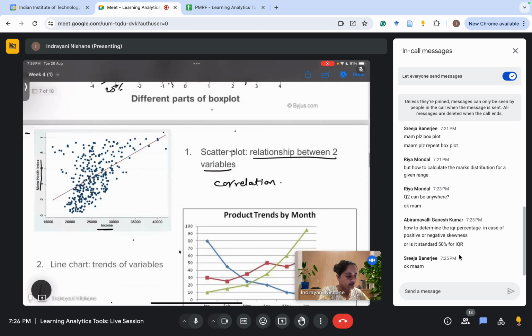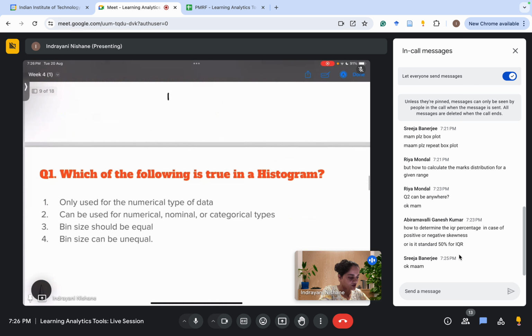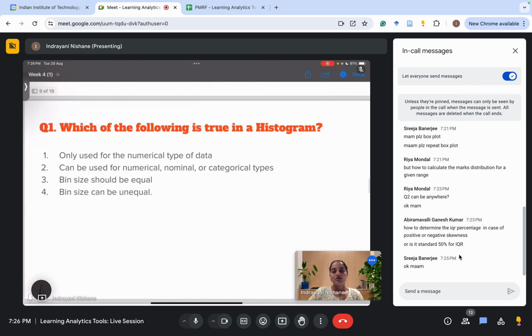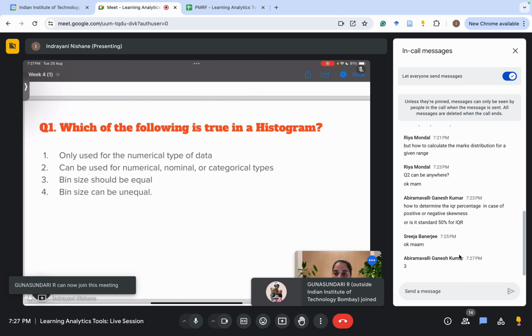Okay, now let's start with the questions. We have had enough discussion on this. Which of the following is true for a histogram? It can be used for numerical type of data, or can be used for numerical, nominal and categorical types. Bin size should be equal, or bin size could be unequal.